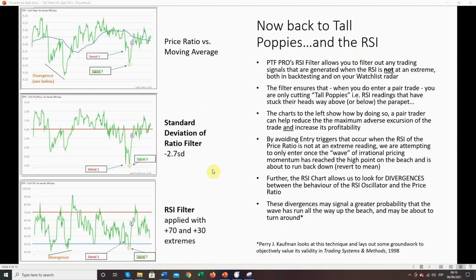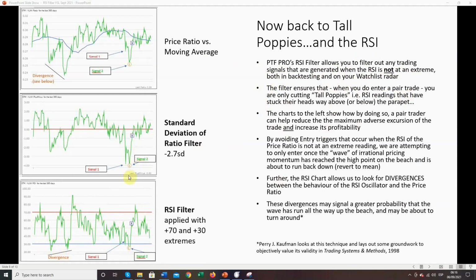Now back to tall poppies in the RSI. So PTF UA3's RSI filter allows you to filter out any trading signals that are generated when the RSI is not at an extreme, both in your backtesting and on your watchlist radar. The filter ensures that when you do enter a pair trade, you are only cutting tall poppies, that is, RSI readings that have stuck their heads way above or below the parapet. Here's an RSI filter. You can see these are the extremes. So the filter makes sure you're only entering trades when you're at these extremes, when every other filter is being met as well.